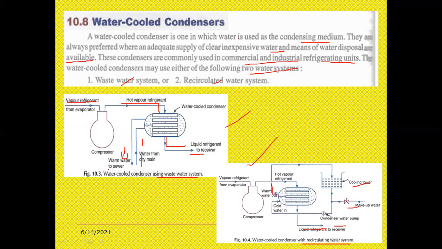Just see here, the warm water goes to the sewer pipe. Here also the warm water is going out, and it passes into the cooling tower, which is placed apart from the condenser. In the first case the wastewater goes to a sewer system, but here the wastewater goes into the cooling tower. From the cooling tower, it again passes into the condenser pipe, and again the cold water goes into the condenser. So we have added an extra setup and changed the channel, passing the wastewater into the cooling tower. Those are the two types of water-cooled condensers, right?